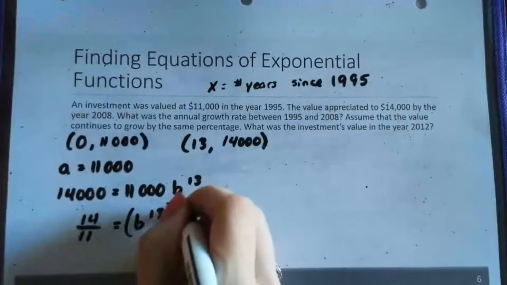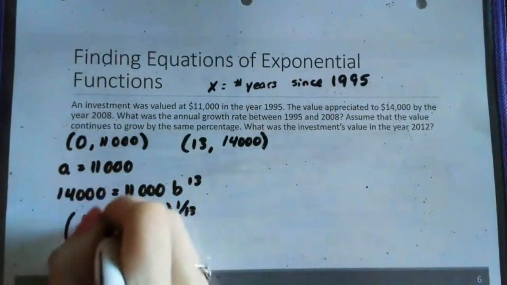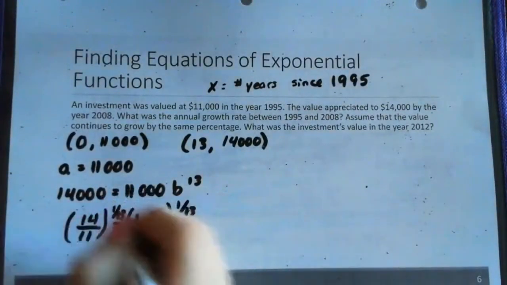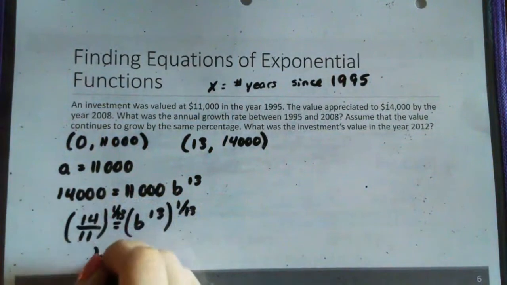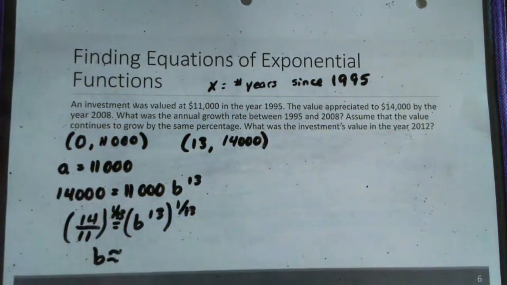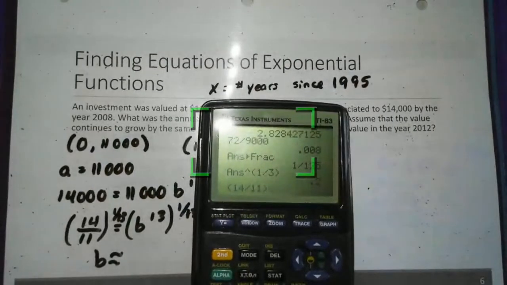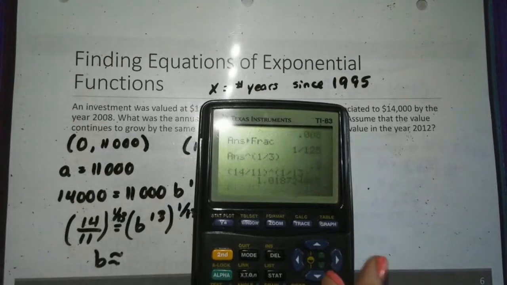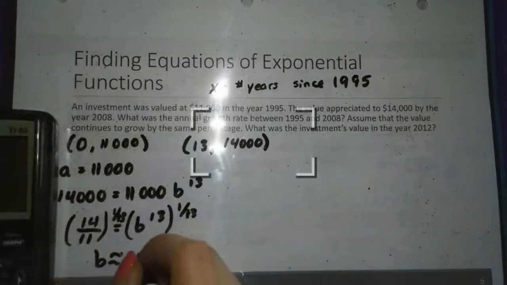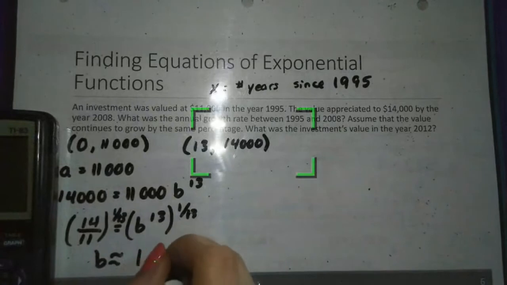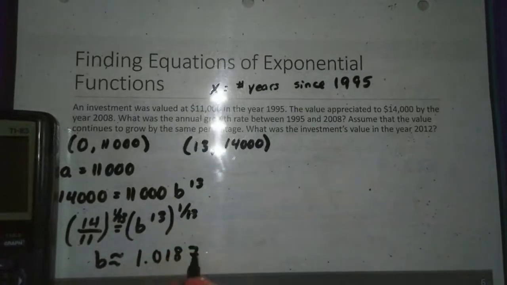And if I raise both sides to the 1/13, I get b is about equal to, because there's no way this one's going to be nice. We want to take 14 divided by 11 and raise it to the 1/13 power. It looks like b is about equal to 1.0187.